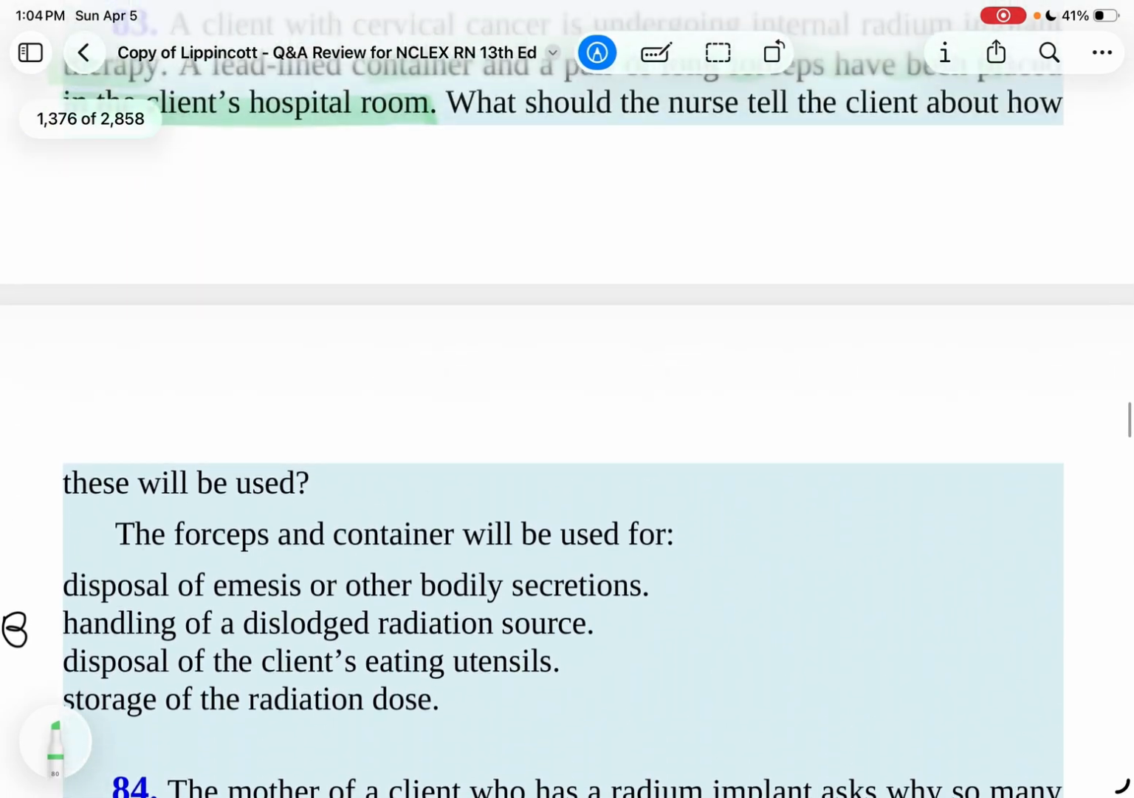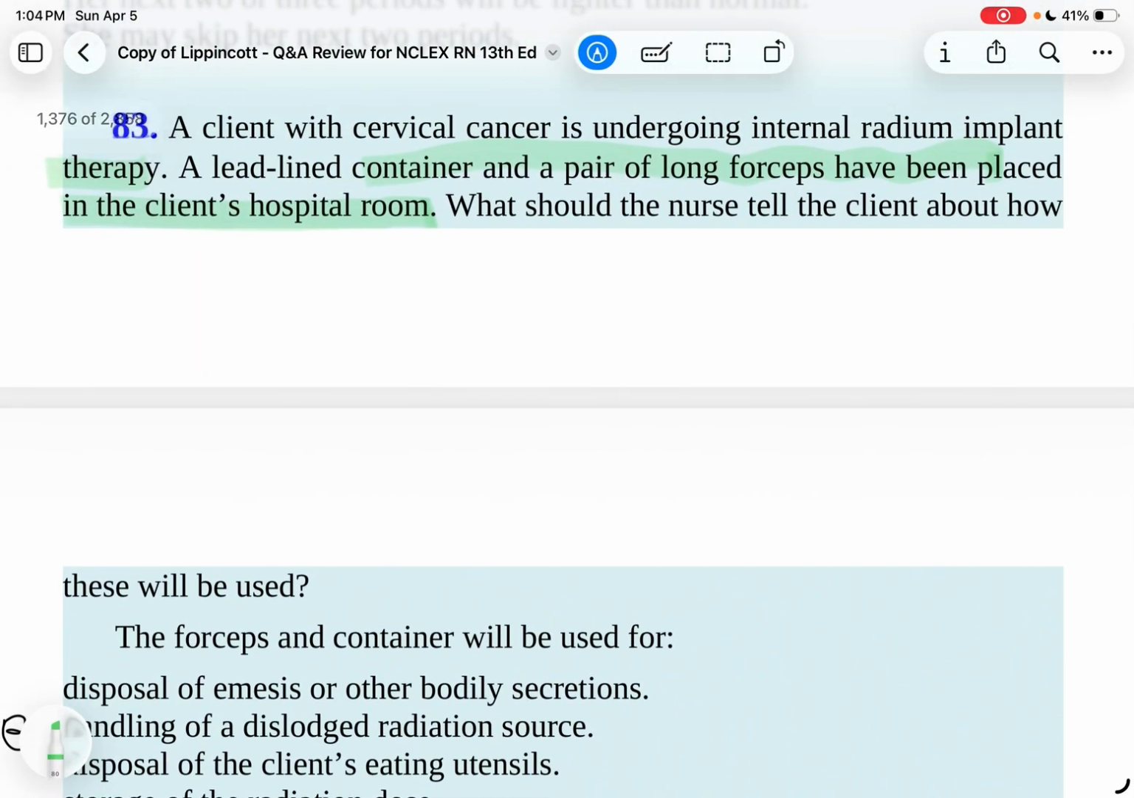So a client with cervical cancer undergoing internal radium, and a pair of long forceps. So, what kind of forceps is that? For the second stage of labor or to rotate the baby?